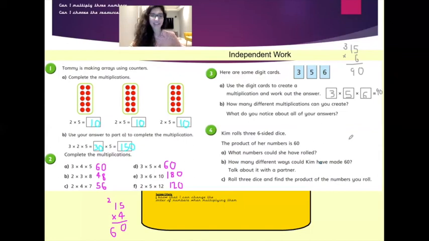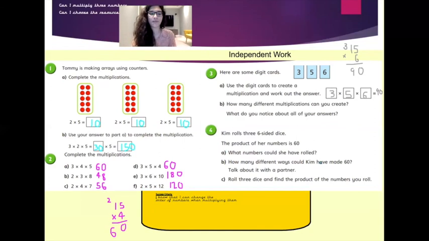Fantastic. So the next part, how many different multiplications can you create? And what do you notice about all of your answers? How you should work this out is just come up with loads of different combinations. And when you get lots of different combinations, you should see that you've got 9 different ways of writing this multiplication up. So well done if you said 9. And what you should notice about all of your answers is that they are the exact same. You always get 90.